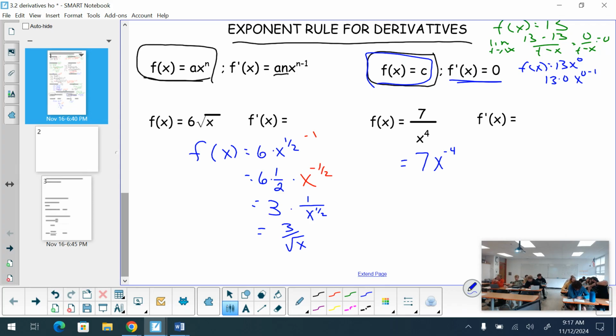Not negative. No, what did he come up with? Negative 28 over x to the 5th. That is correct. My derivative, we have 7 times negative 4, x to the negative 4 minus 1 power. So we have negative 28, x to the negative fifth power, and the x to the fifth power will drop to the bottom. So we have negative 28 over x to the fifth.